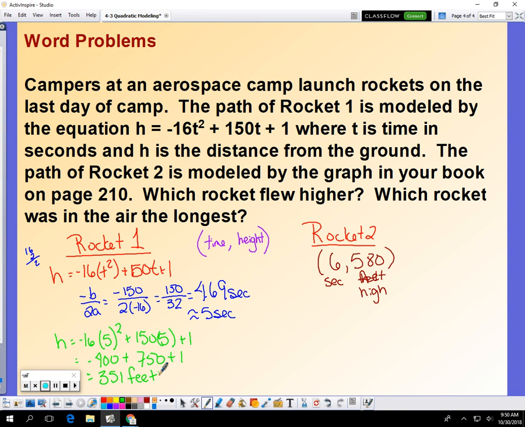So which rocket flew higher? It would be rocket 2. Which rocket was in the air the longest? If at its highest point this was 5 seconds, then to come back down it was a total of, that's right, 10 seconds. So it was in the air 10 seconds. How long was rocket 2 in the air? Well, that'd be 6 doubled, so it was in the air 12 seconds. So who was in the air the longest? That's right, rocket 2. All right.